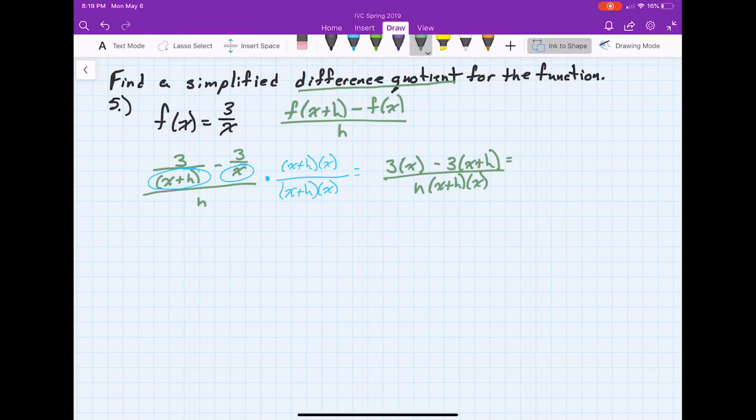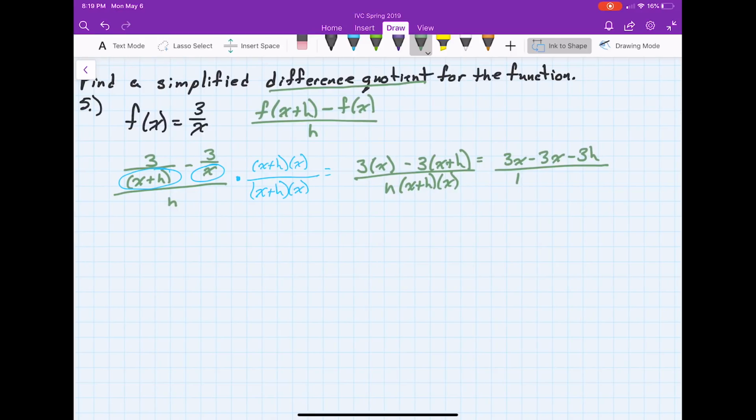Now what we need to do is distribute these 3's on the top. So we have 3x minus 3x minus 3h all over h times, now I'm not going to distribute this bottom part because I'm going to show you why in a second, the quantity x plus h times x. Now we have 3x minus 3x, and we can cancel out this h as well. That's why I didn't distribute that on the bottom.